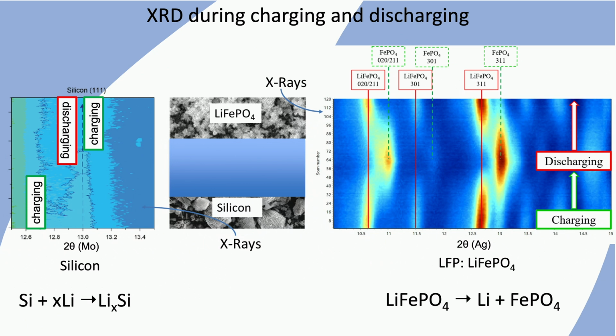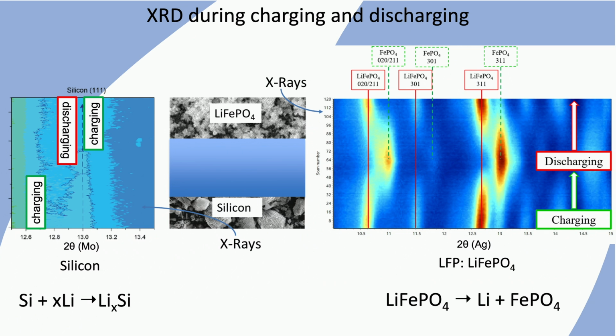X-ray diffraction can also be used operando, meaning measuring during charging and discharging. Here we take lithium iron phosphate and silicon as the example. During charging and discharging of lithium iron phosphate, spectra were recorded at certain time intervals at the specific interference peaks at the 020, 301 and 311 peaks. Obviously, we can see the reversibility of the lithium iron phosphate during consecutive charging and discharging.